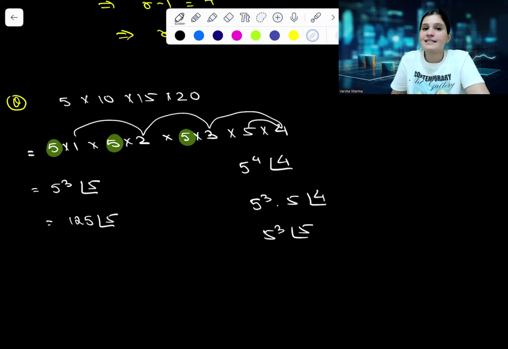But if the numbers would have been 6666, then I could not have written that. I would have written 4 factorial. Did you understand? Yes, ma'am.